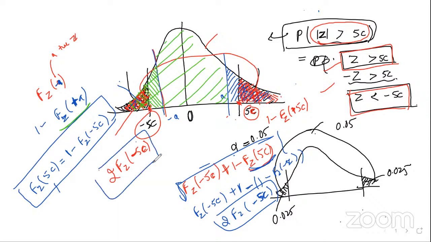Or plus 5c also you can tell, no? No, plus 5c you cannot tell. So if you take 2 Fc of plus 5c, you will be taking this whole area, this whole thing till here, 2 times. But this is not what we are interested in. We are interested in these tail areas, right?